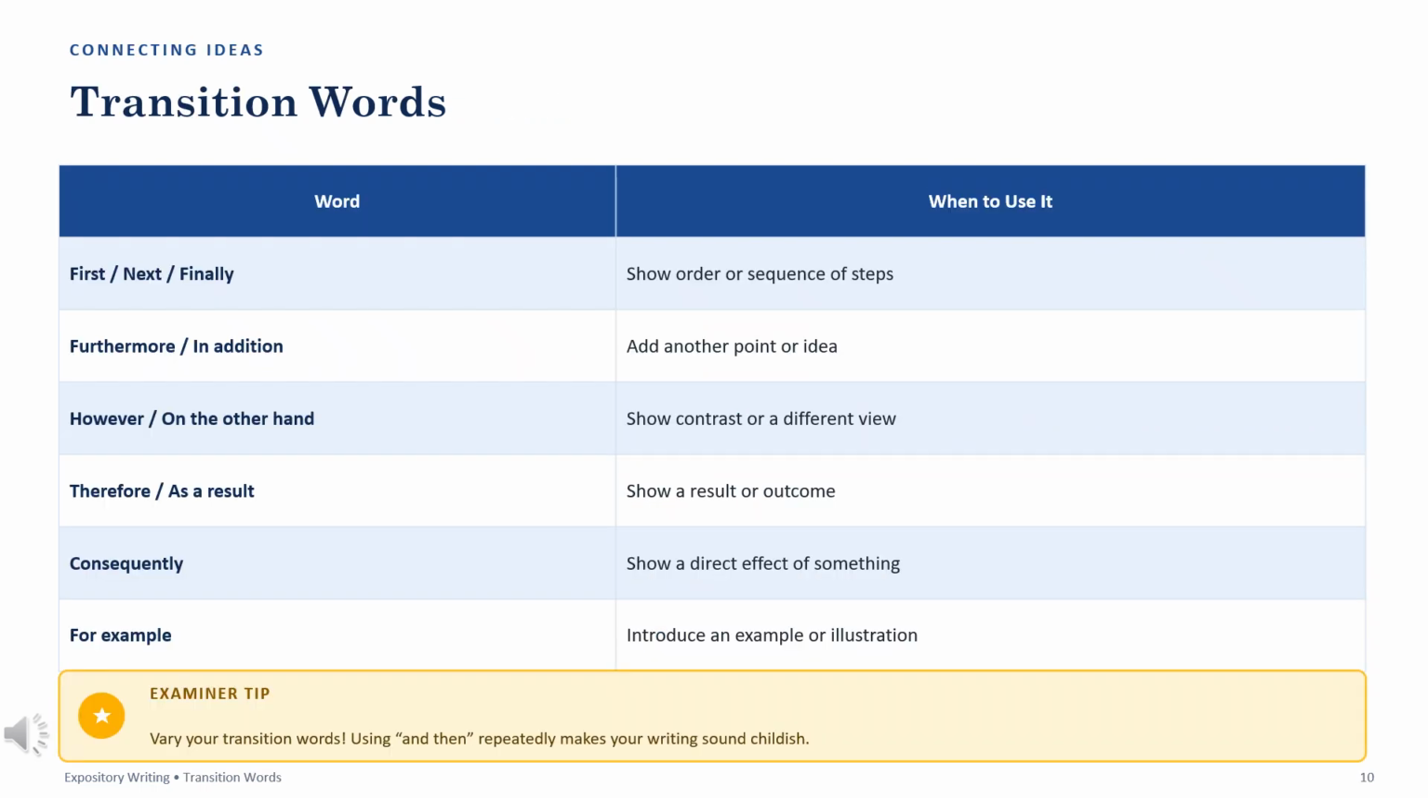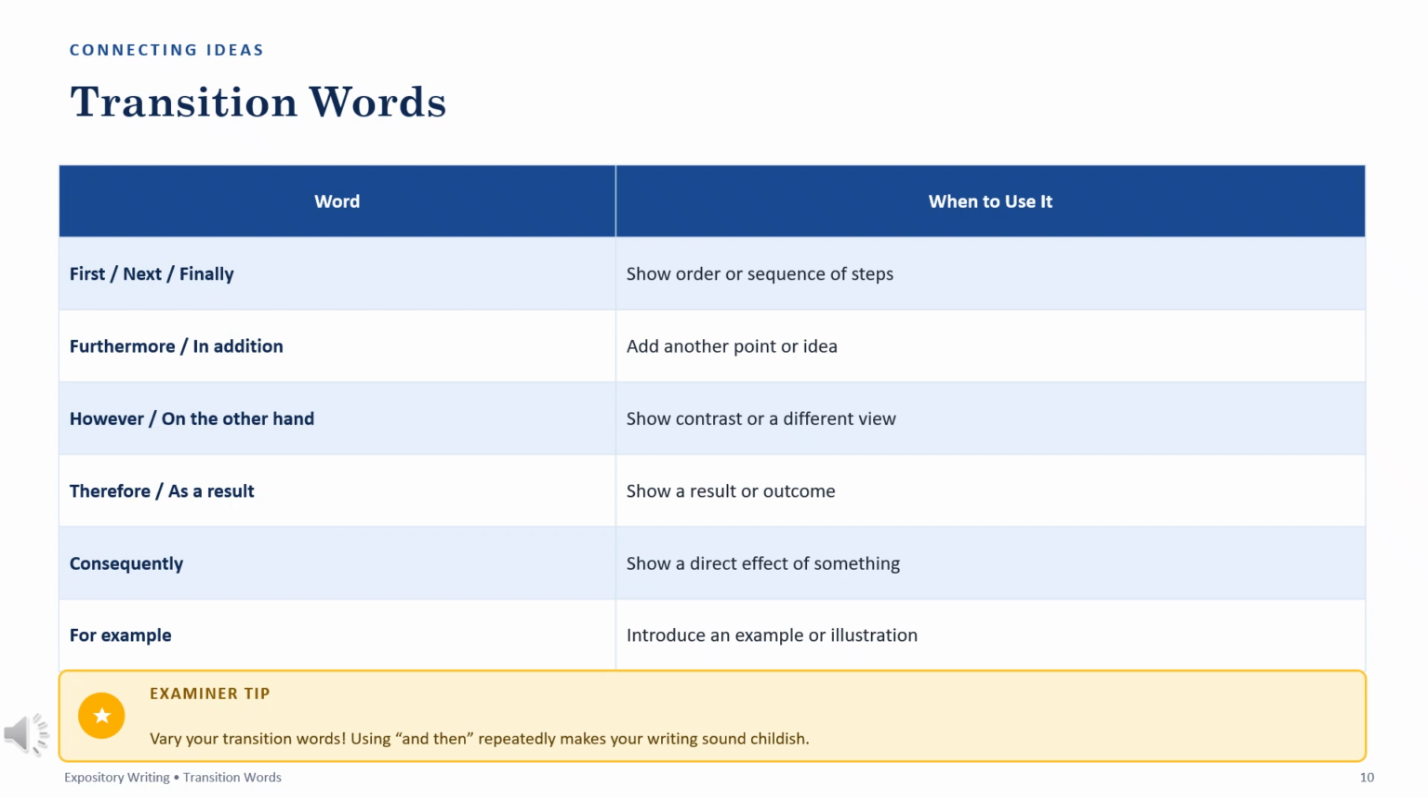To make your writing flow beautifully, you must use transition words. Let's look at this handy table of when to use them. Use first, next, or finally to show order or a sequence of steps. Use furthermore or in addition when you want to add another point. Use however or on the other hand to show contrast or a different view. Use therefore or as a result to show an outcome. Use consequently to show a direct effect. And use for example to introduce an illustration.